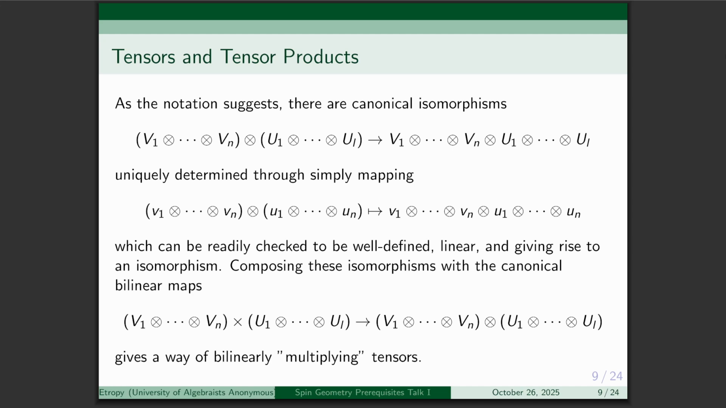So again, the construction that one does is one takes two tensors and then just puts them next to each other and tensors them together. And you can verify this makes sense by verifying these claims here.